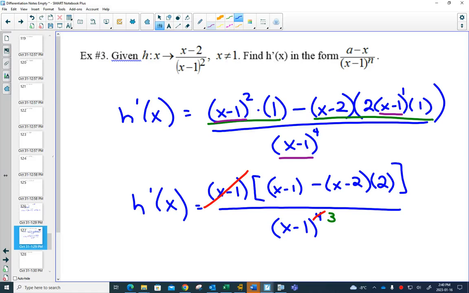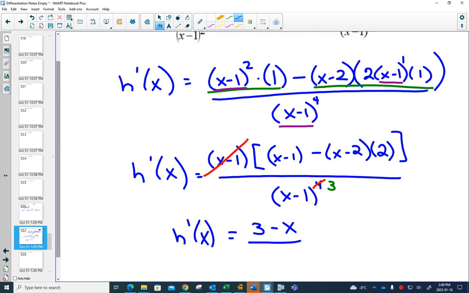and life easier. Now, when I look at what's left on the top, I would get x minus 2x and negative 1 plus 4. The negative 1 plus 4 is going to be 3. The x minus 2x is going to be minus x, and on the bottom, I'm left with x minus 1 cubed.